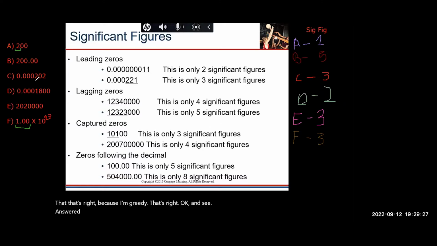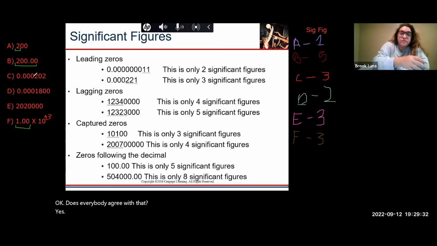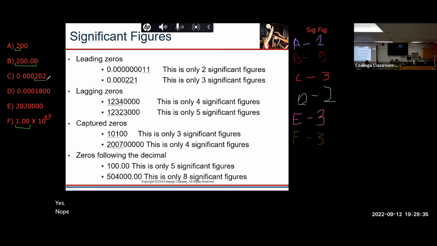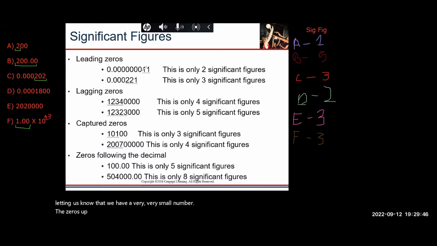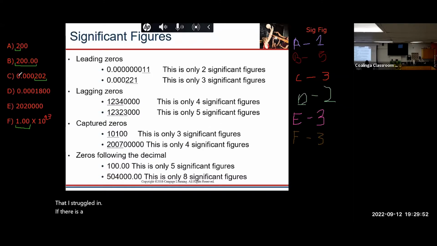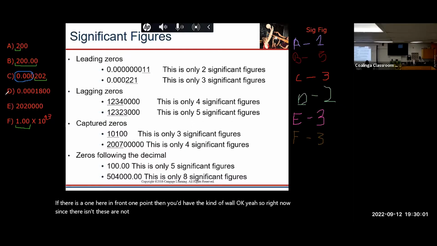It's 3. Does everybody agree with that? Yes. Wouldn't it be 7? No, it would be 3, because again, these numbers here in front are just holding spaces. They're letting us know that we have a very, very small number. What if there was a 1 instead of the 0 point? If there's a 1 here in front, and you count all of it, then you'd have to count them all. So right now, since there isn't, the ones that are circled are not significant. Only these last 3 are considered to be significant.